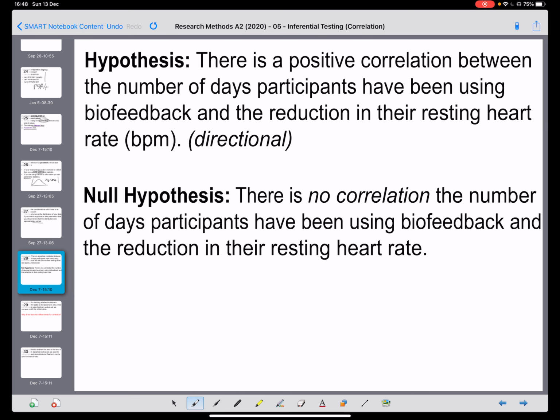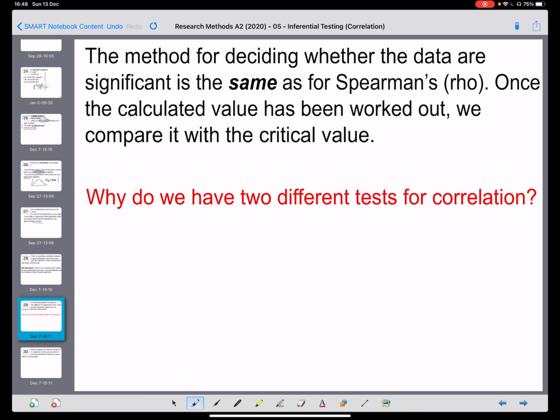So let's have a look at a situation in which this could be the case. A very simple hypothesis says there is a positive correlation between the number of days participants have been using biofeedback and the reduction of their resting heart rate. And what we find is that number of days is time, so therefore it's measured according to interval data. And of course, the resting heart rate is beats per minute. Once again, it's a machine that measures that. So of course, let's have a look and see what we could find.